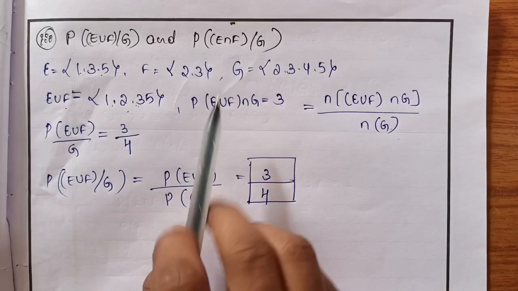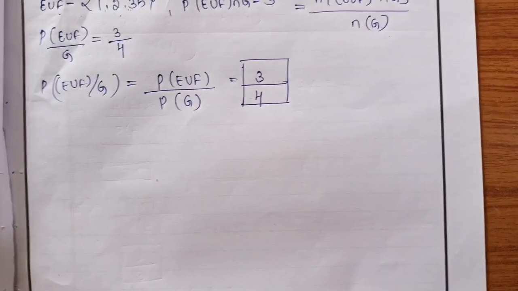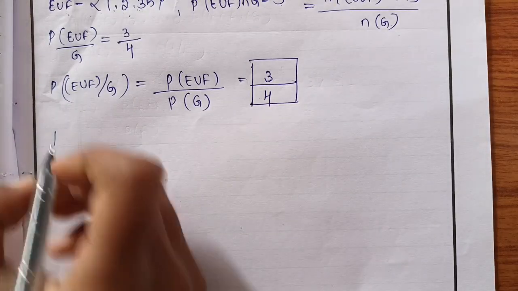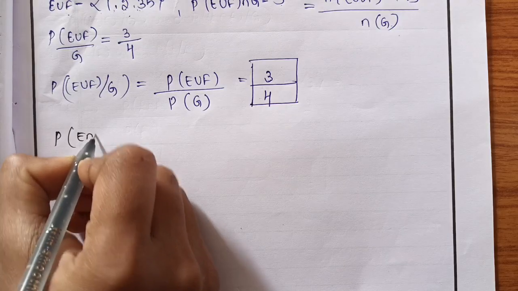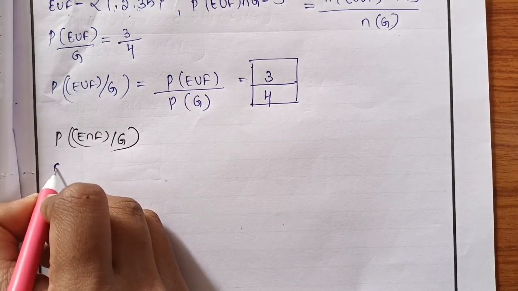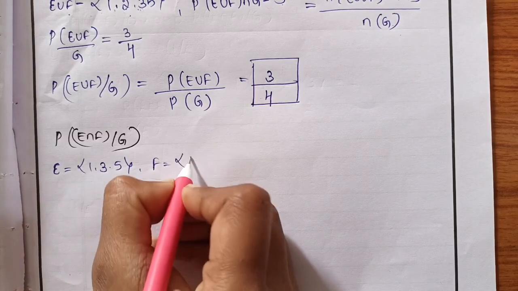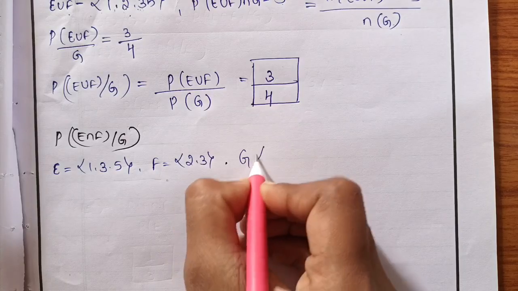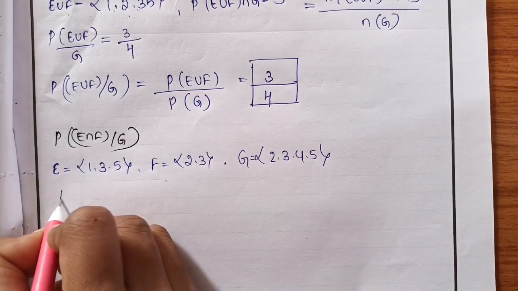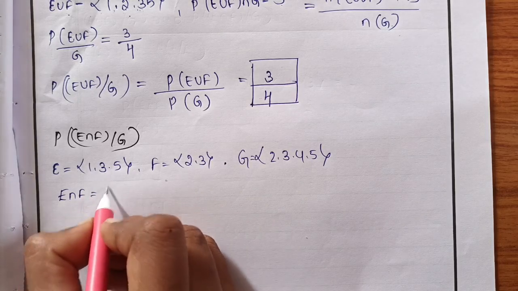In this we also find out the probability of E intersection F by G. So what we can do, we find out the E intersection F. What are the E elements? 1, 3, 5. And what are the F elements? 2, 3. And what are the G elements? 2, 3, 4 and 5. So E intersection F becomes, what are the common parts of E and F? Only 3.